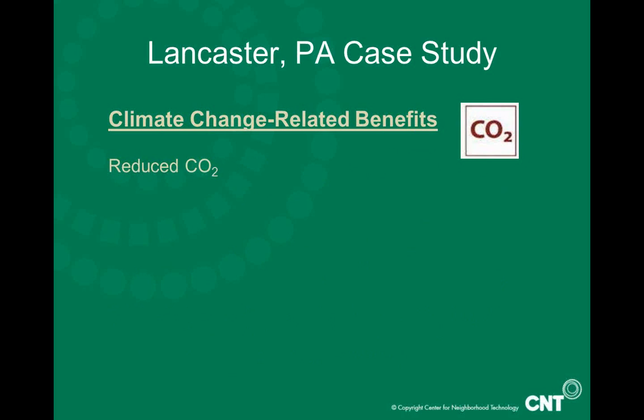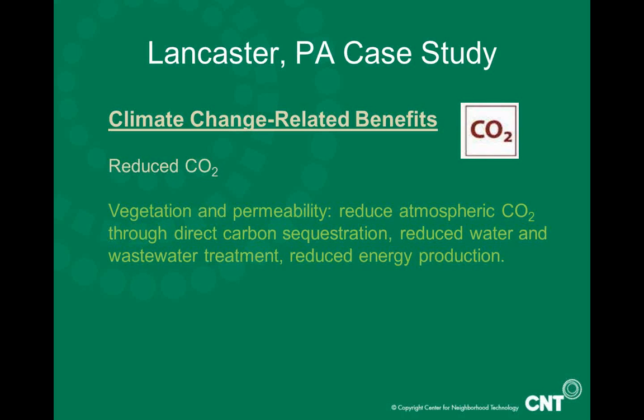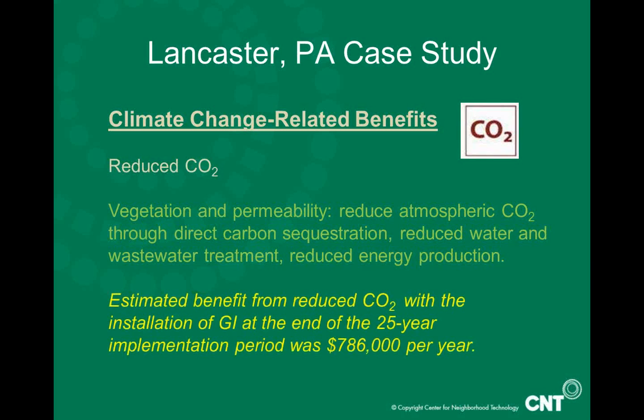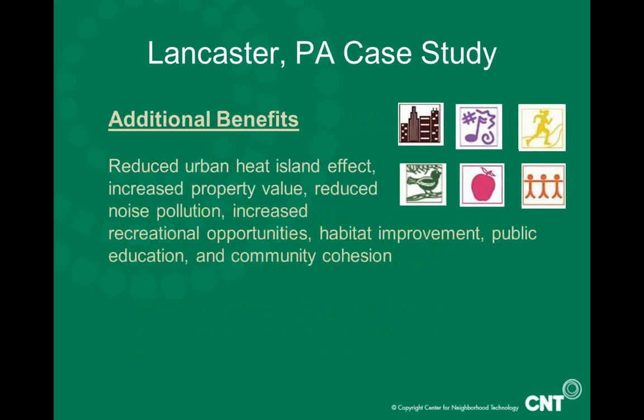And then finally, specific numbers could be calculated for climate change because there are equations for the benefits of reducing CO2 and the overall climate change benefits. All kinds of vegetation are going to be the approach here. Reducing atmospheric CO2, of course, carbon sequestration, all those other things we talked about before, all related. And finally, the estimate there is $786,000 a year when all the green infrastructure has been implemented.